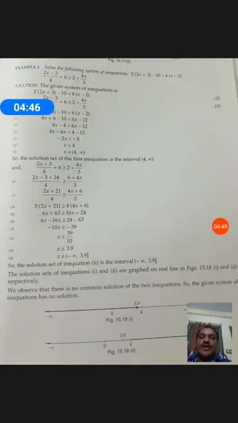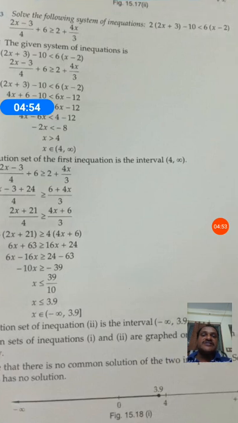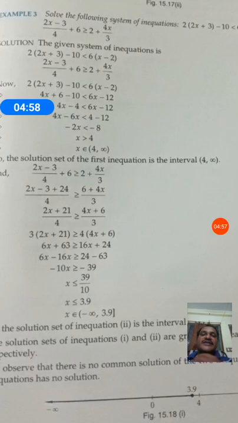Now the third problem: solve the following system of inequations. 2 times (2x + 3) − 10 < 6 times (x − 2), that is the first inequation, and the second inequation in fraction form: (2x − 3)/4 + 6 ≥ (2 + 4x)/3. Dear students, let us take the first inequation first.